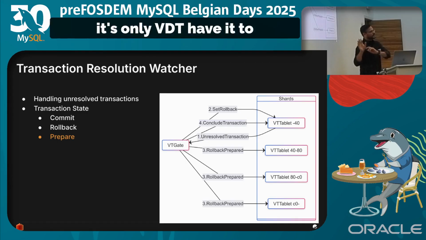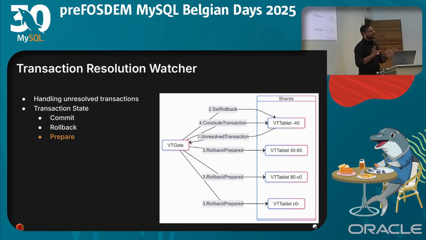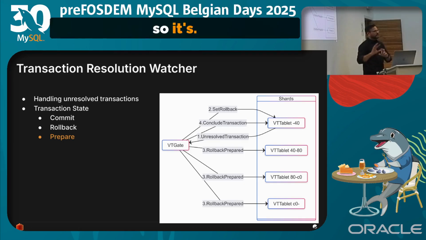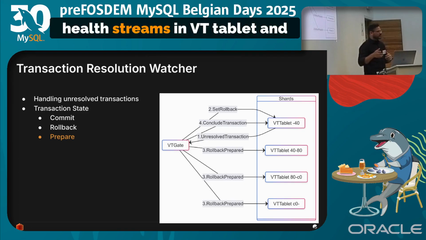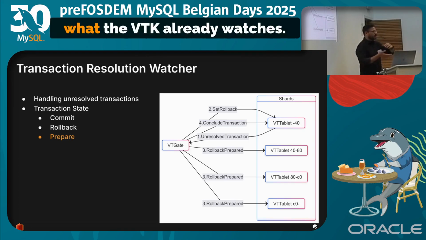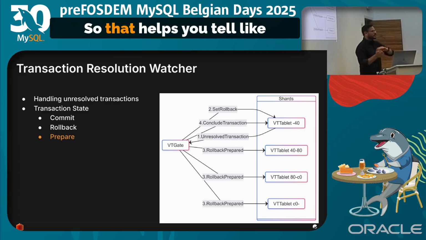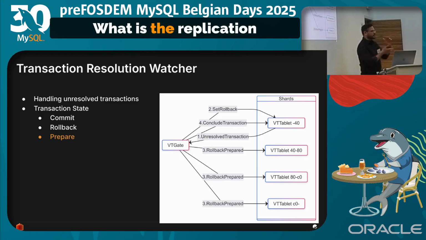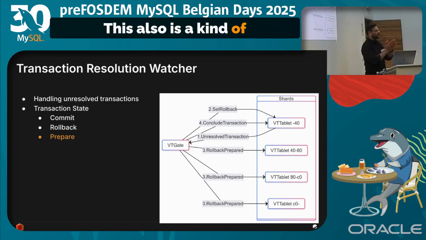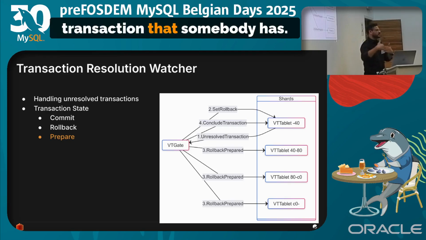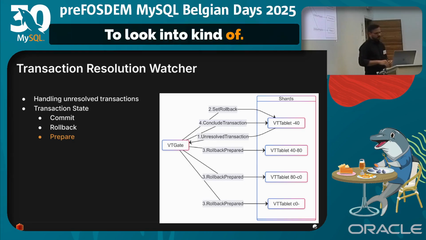VTTablet is only the watcher. The notification goes through the health streams we already have in VTTablet, which VTGate already watches. That health stream tells which tablet is primary, which is replica, what the replication lag is, and a lot of other things. This is also a kind of information it sends: you have some pending transaction that somebody has to look into.